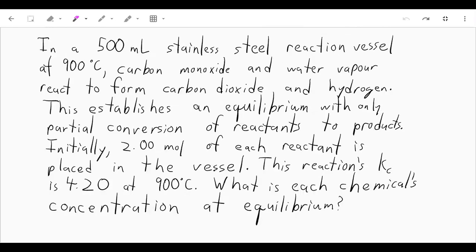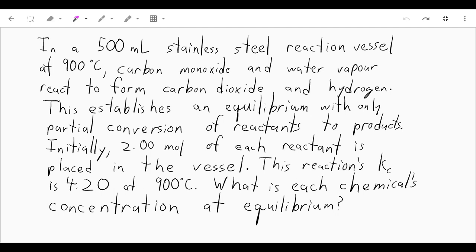All right, so in this sample problem, we've been given a rather lengthy question, and we're going to need to use an ice table in order to solve it. In a 500 milliliter stainless steel reaction vessel at 900 degrees Celsius, carbon monoxide and water vapor react to form carbon dioxide and hydrogen. This establishes an equilibrium with only partial conversion of reactants to products. Initially, 2 moles of each reactant is placed in the vessel. This reaction's Kc is 4.20 at 900 degrees Celsius. What is each chemical's concentration at equilibrium?